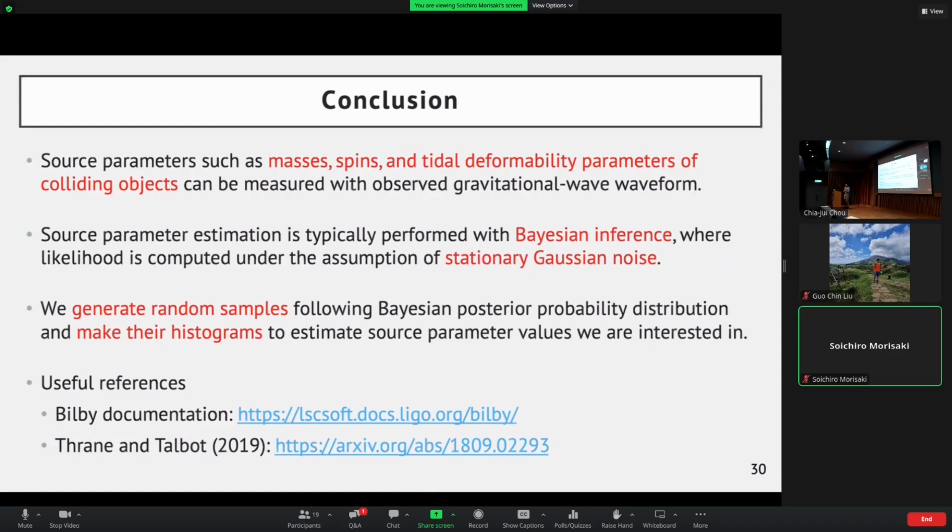Because the obtained Bayesian posterior distribution is a distribution of high dimension, we need to do a marginalization, and we typically use a stochastic sampling method where we generate thousands of posterior samples and make their histogram to obtain the one-dimensional or two-dimensional marginal posterior distribution. Okay, so that's basically the basics. And if you are interested in more details, then you can also check those references. Okay, so that's it. Thank you.